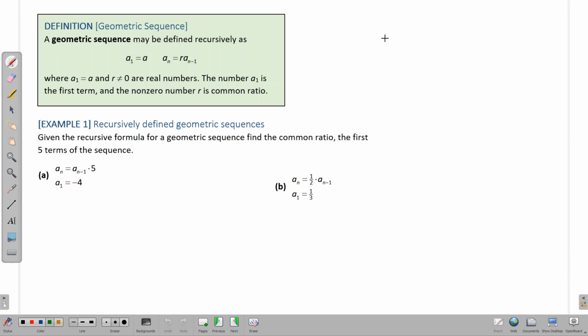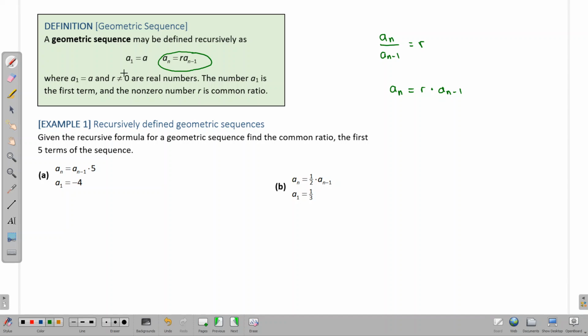Now, let me rewrite that again because it's where we get our recursive formula from. So previously I wrote that a sub n divided by a sub n minus 1 always has to be equal to r. If we simply multiply both sides by a sub n minus 1, you get a sub n, the next term, is r times the previous term. And that is the formula that you see here. This is the recursive formula for any geometric sequence.